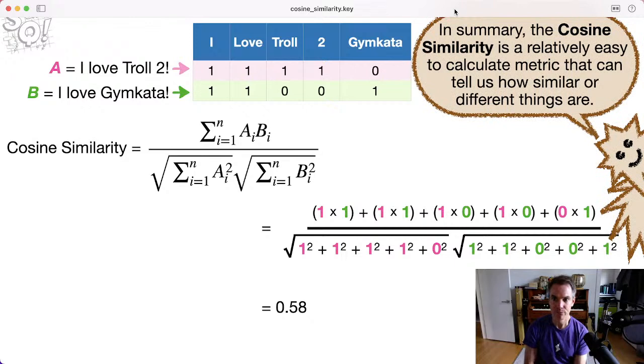In summary, the cosine similarity is a relatively easy to calculate metric that can tell us how similar different things are.